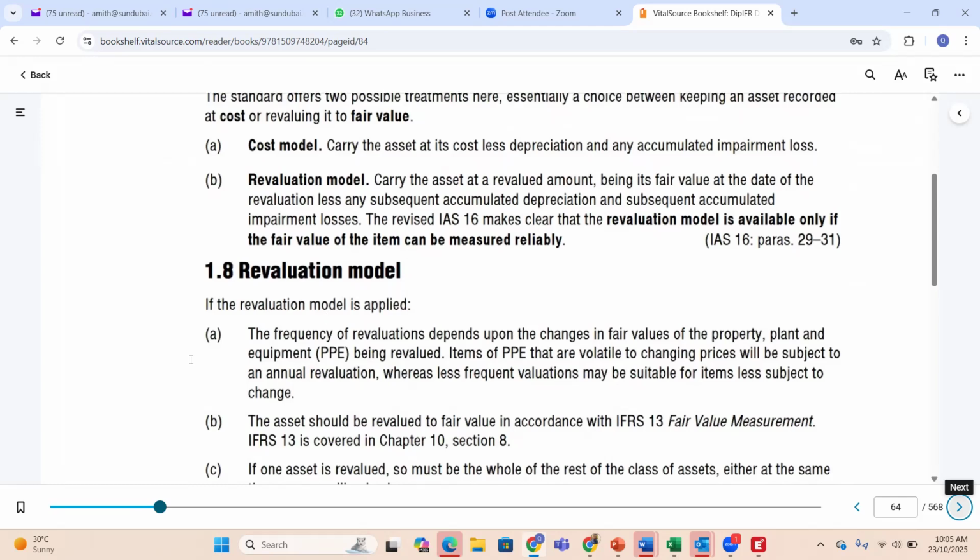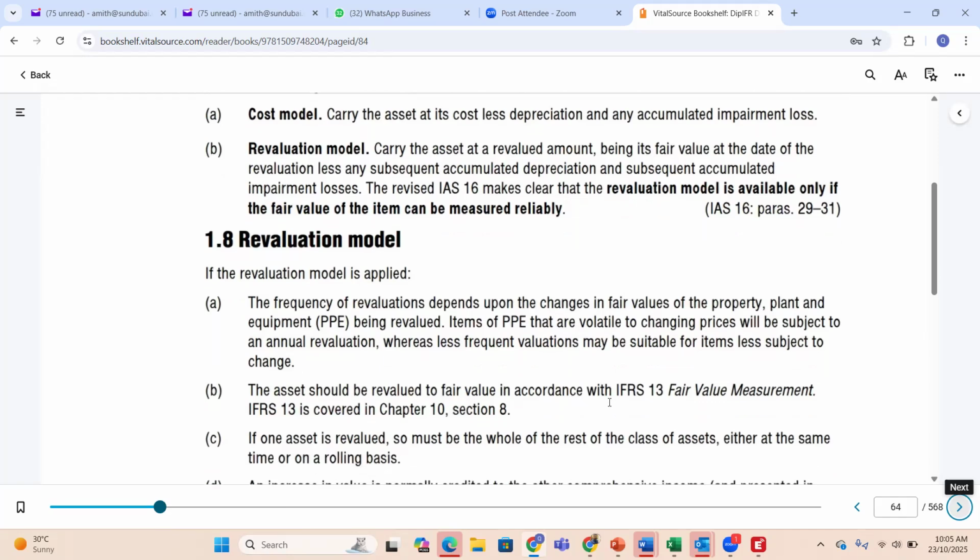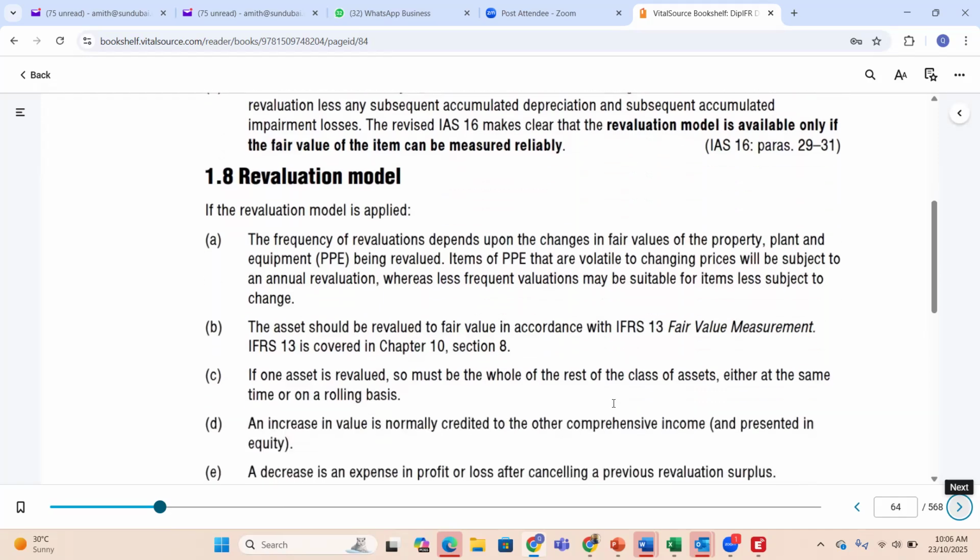Okay. The frequency of revaluation depends upon the changes in fair value of the PPE. Items of PPE that are volatile to changing prices will be subject to annual revaluation, whereas less frequent valuations may be suitable for items less subject to change. Okay, never mess up. This is how the examiners will trick you. You need to go deep. The asset should be revalued to fair value in accordance with IFRS 13. Okay, that's fine. If one asset is revalued, so must be the whole of the rest of the class of assets, either at the same time or on a rolling basis. Okay.